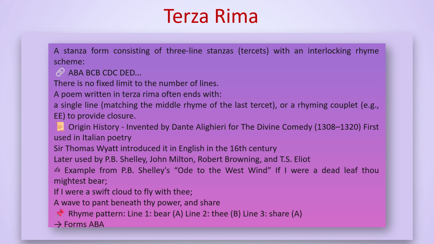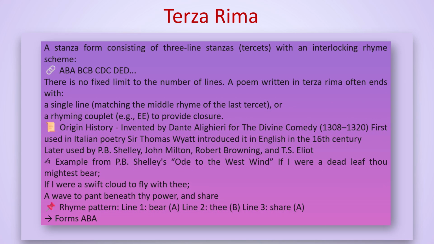That means the middle line of the first tercet is the outer line of the second tercet. There is no limit to how long a Terza Rima sequence can be, but poems often close with a couplet EE or a single line that echoes the previous rhyme. This was adapted into English by Sir Thomas Wyatt and later mastered by poets like P.B. Shelley, whose Ode to the West Wind is a stunning example.